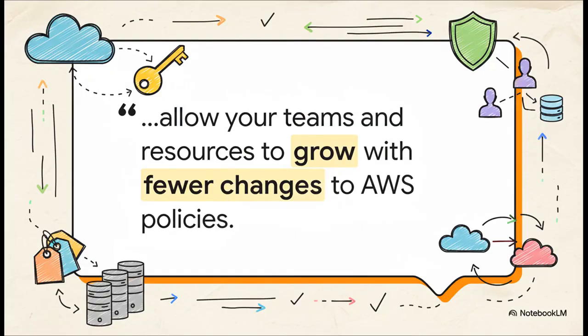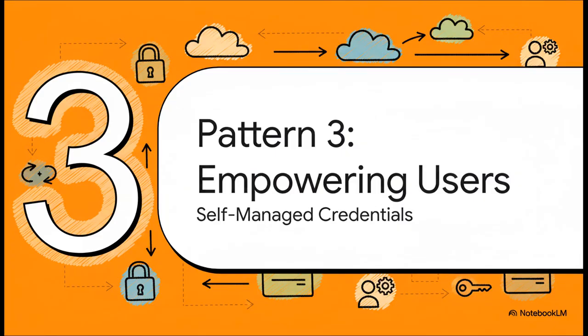And this right here, this is the magic of ABAC. The AWS documentation says it perfectly. It allows your teams and resources to grow with fewer changes to AWS policies. Think about that. A new developer joins Project Pegasus, you just give them the right tag. They create 5 new resources for the project, they just add the project tag. Access control just works. No more manual policy updates. It's a game changer.